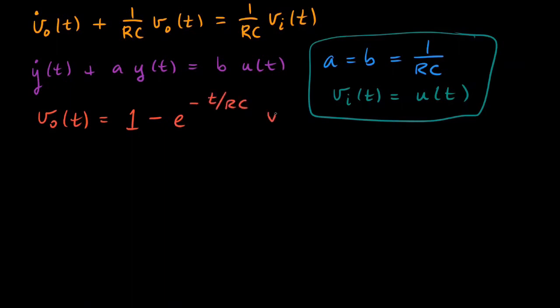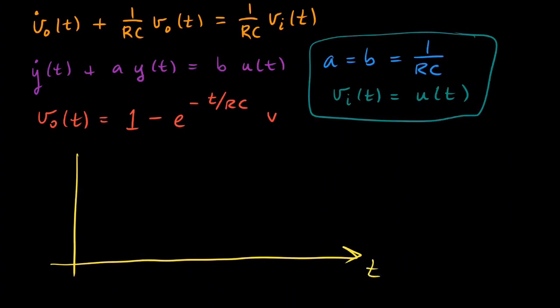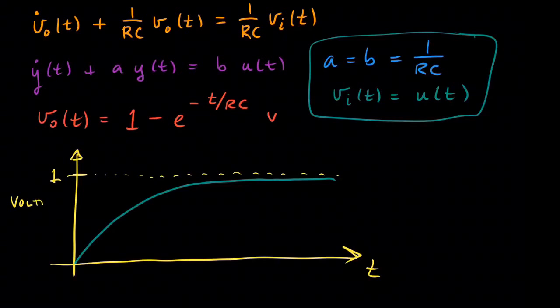is equal to 1 minus e to the minus t over RC volts. And if I were to plot that as a function of time, this is probably no surprise to you. Let's make this a 1. It's going to start at 0, and it's going to rise and asymptotically go toward 1 volt. So I should finish labeling over here. This is going to be voltage, in particular V out of t.